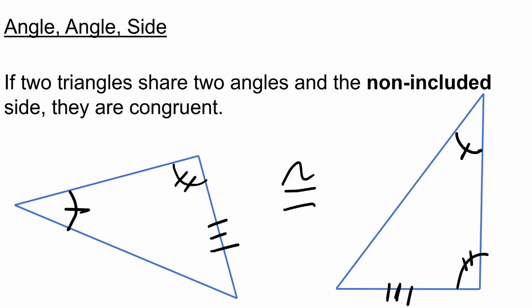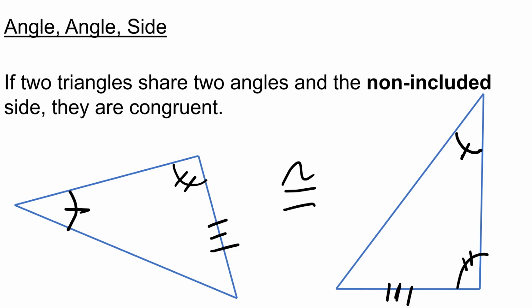Finally, if two triangles share two angles and the non-included side, they are congruent. So basically, if they share two angles and the included side, or if they share two angles and the non-included side, they are congruent. Realistically, this is just a consequence of ASA from earlier on, because we know that the missing angle is going to be the same in both. So really it's just equivalent to the other ones, but it's nice to know angle, angle, side is another condition of congruence.